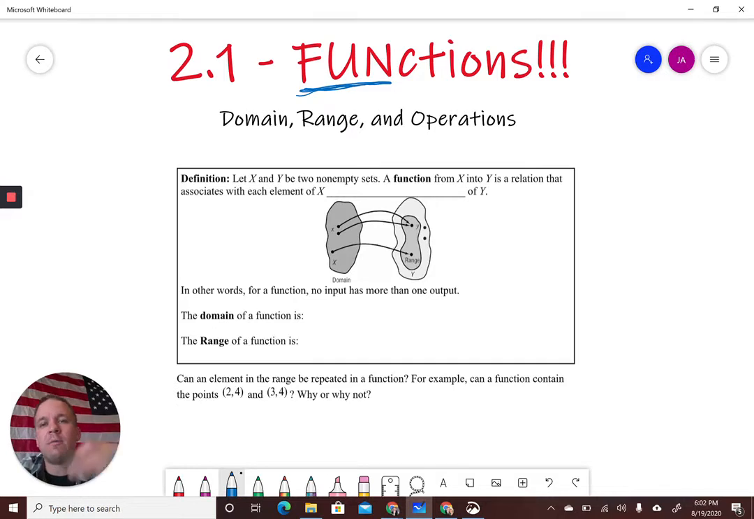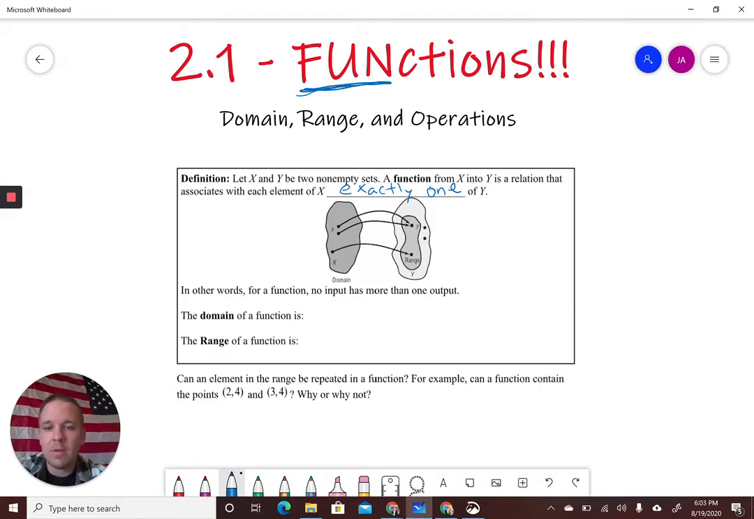All right, so let's let X and Y be two non-empty sets, just meaning they have stuff in them, right? Now, a function from X into Y is going to be a relation that associates with each element of X exactly one element of Y, okay? Exactly one. Okay. Wonderful. So a lot of times we like to put it in a couple different ways, right? Not so mathy math talk. For a function, no input has more than one output.